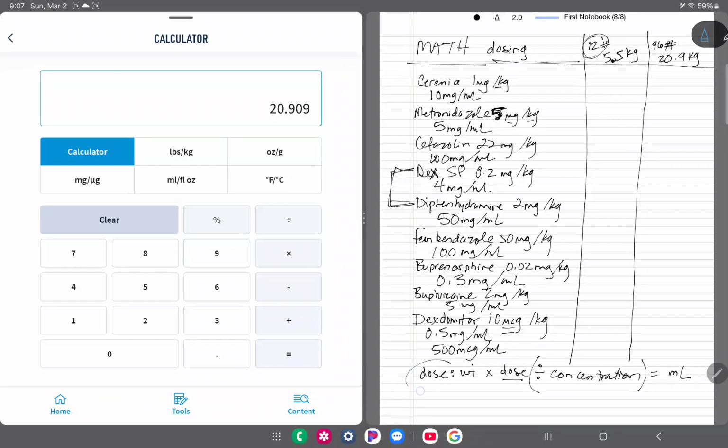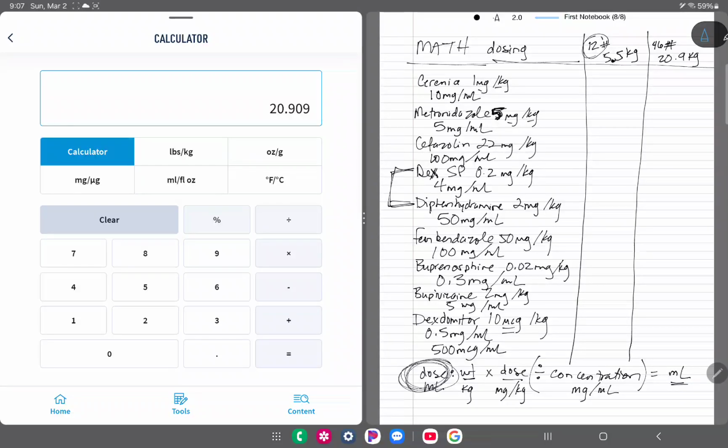You're going to write down this equation here. Dose, or mil, is weight, usually in kgs, times the dose, which is mg per kg, divided by concentration, which is mg per mil, and that equals milliliters.